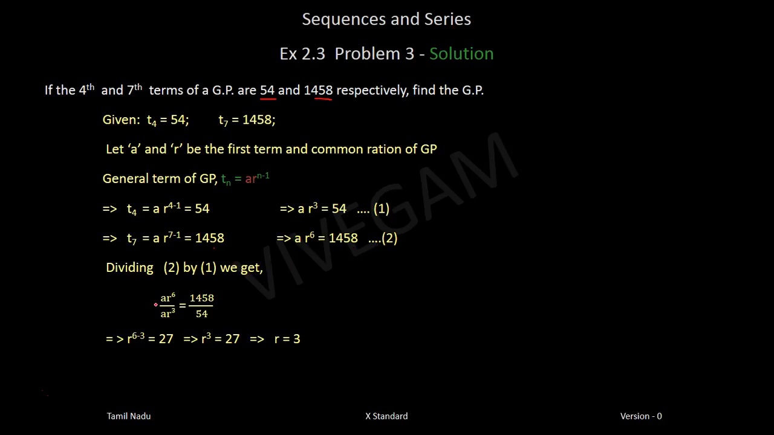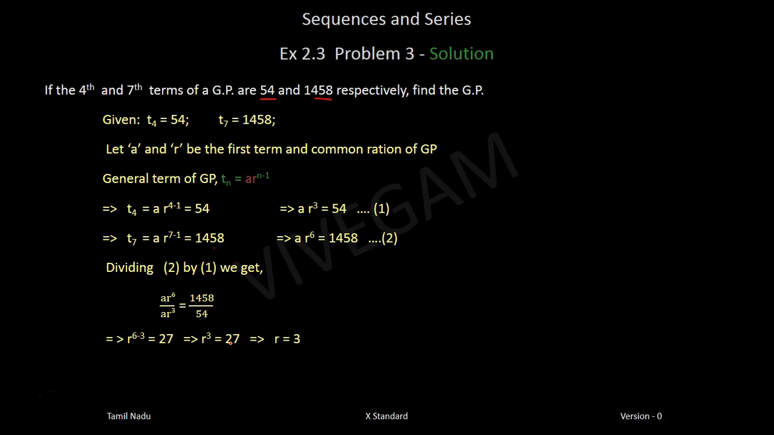Divide 2 by 1. So AR to the power of 6 divided by AR cubed is 1458 divided by 54. This A and A will get cancelled. R to the power of 6 divided by R cubed is R to the power of 6 minus 3. What's the formula? A to the power of m divided by A to the power of n equal to A to the power of m minus n. Okay, so using that you get R to the power of 6 minus 3. 1458 divided by 54 is 27. Try cancelling it. Use 9. Okay, 9 is divisible in both places. Check it out yourself. Okay, then this becomes R cubed equal to 27, and R is cube root of 27.